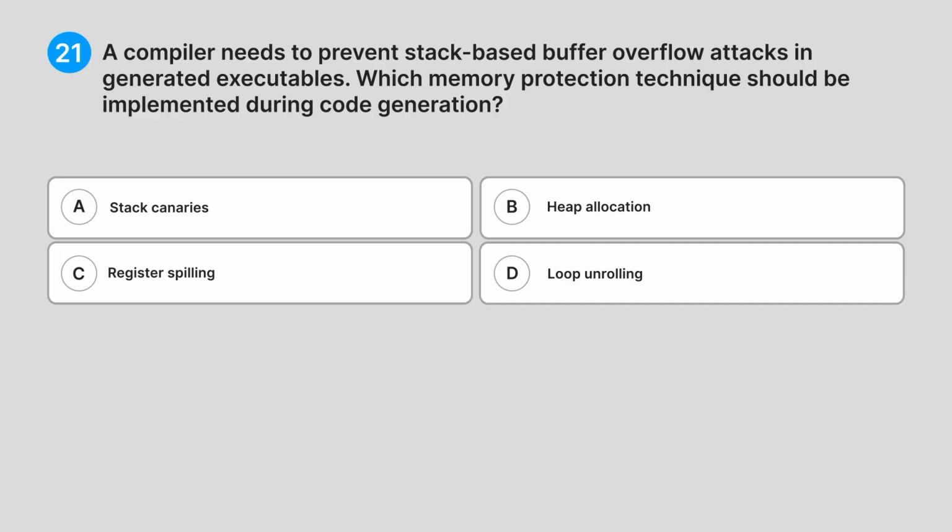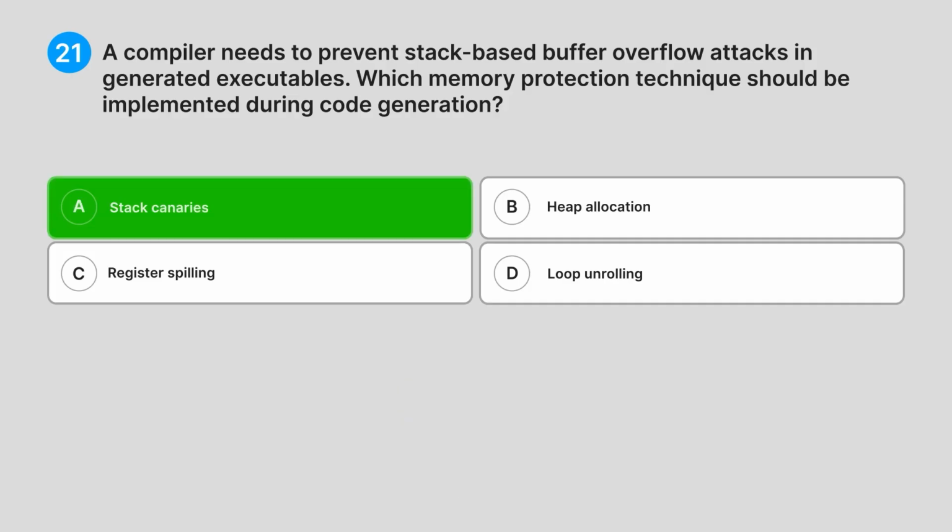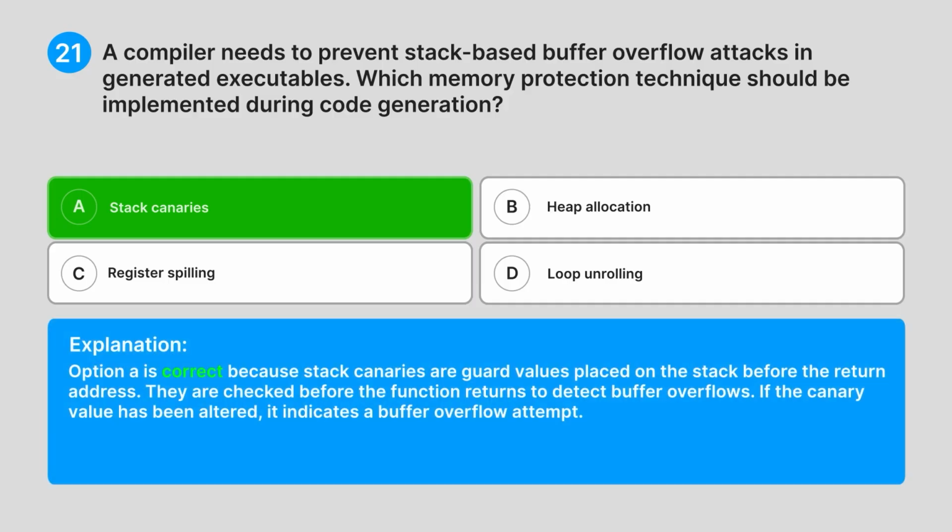Correct answer, A. Stack canaries. Explanation: option A is correct because stack canaries are guard values placed on the stack before the return address. They are checked before the function returns to detect buffer overflows. If the canary value has been altered, it indicates a buffer overflow attempt.